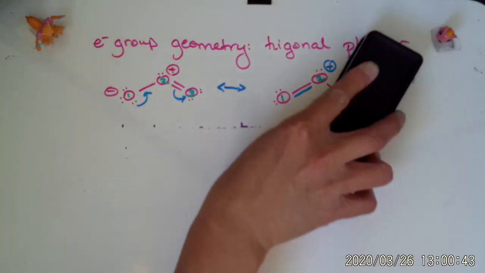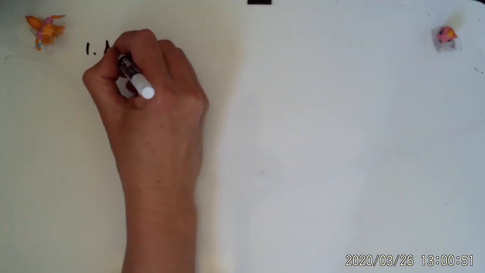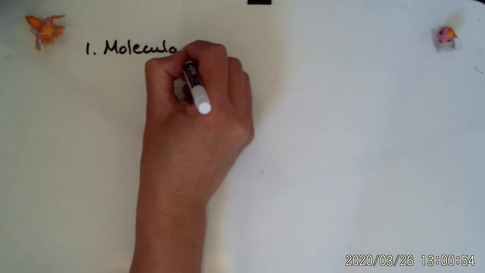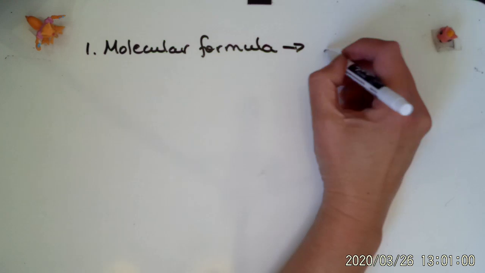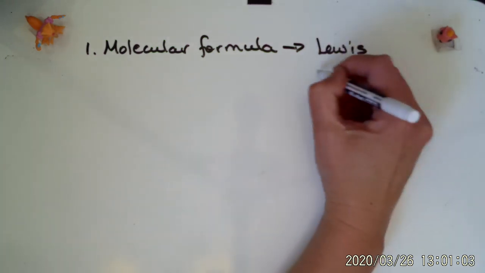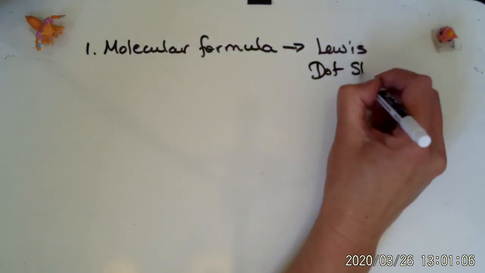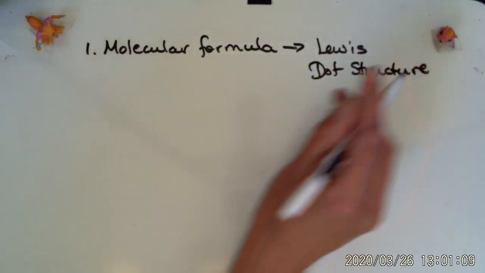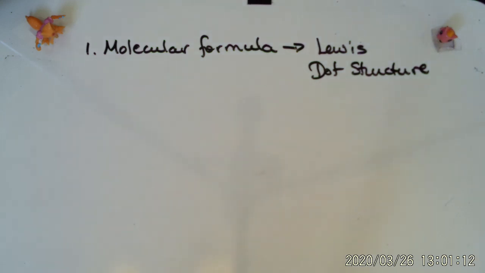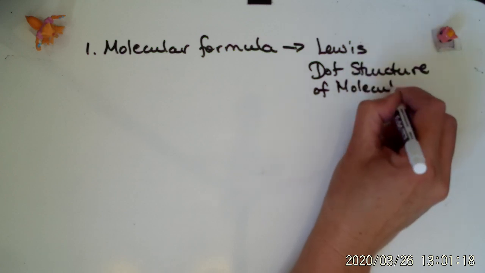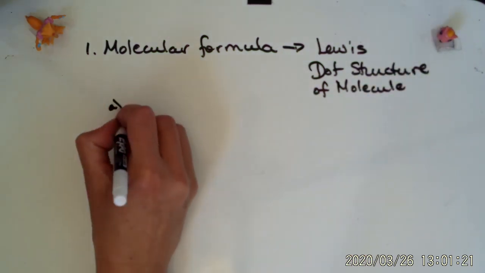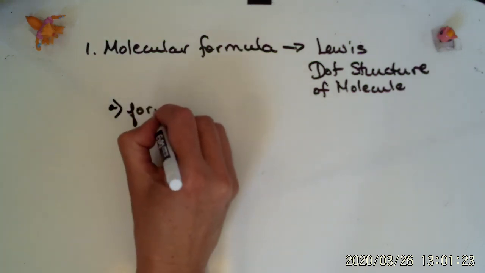So what can we learn from one structure? One, you have a molecular formula. And then you make a loose dot structure. When you make your loose dot structure for your compound, what can we learn? One, you have your formal charges, so charge distribution.